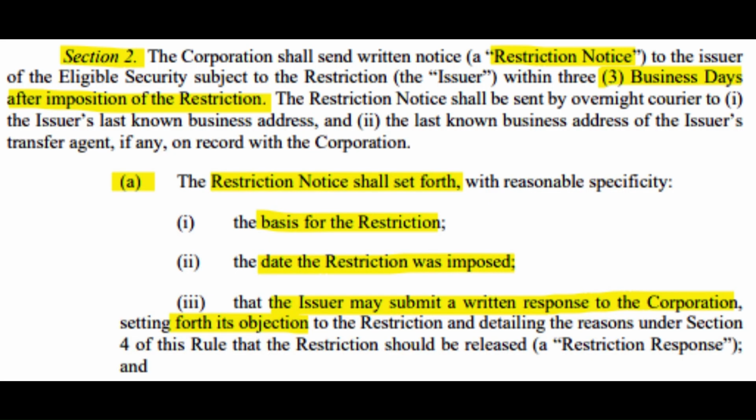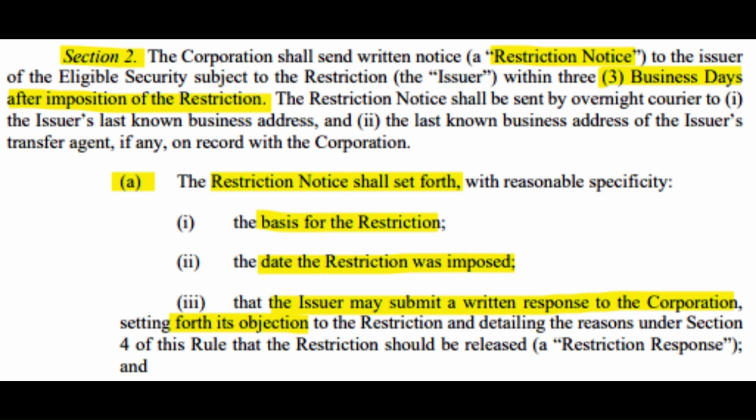Section 2 states that the DTC will send a written notice called a restriction notice to the issuer of the eligible security subject to the restriction within 3 business days after imposition of the restriction. This restriction notice states the following 4 things. 1. The basis for the restriction. 2. The date the restriction was imposed.